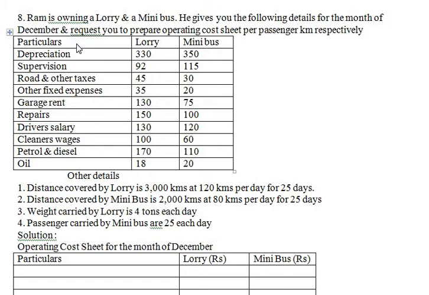In today's class also we are going to solve one more problem on operating costing. So here is the problem. Ram is owning a lorry and a minibus. He gives you the following details for the month of December and requests you to prepare operating cost sheet per passenger kilometer respectively. Particulars: lorry and minibus.